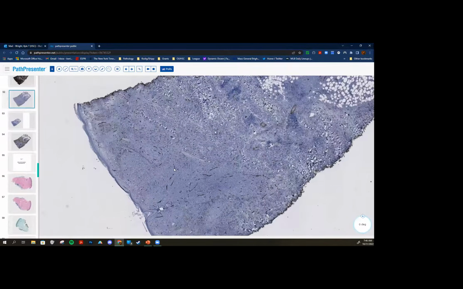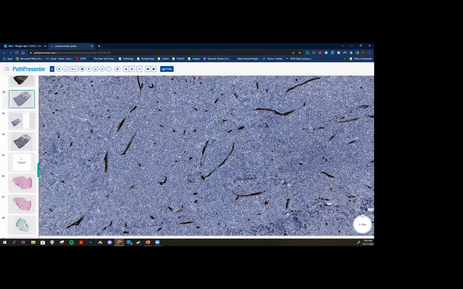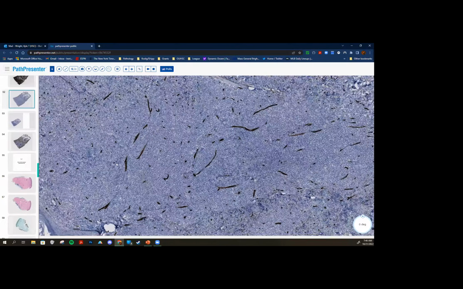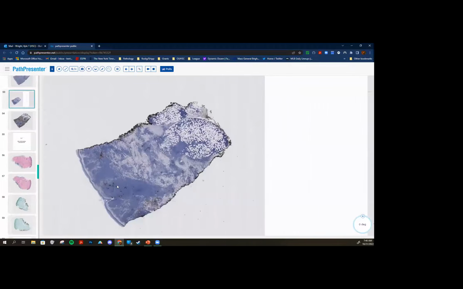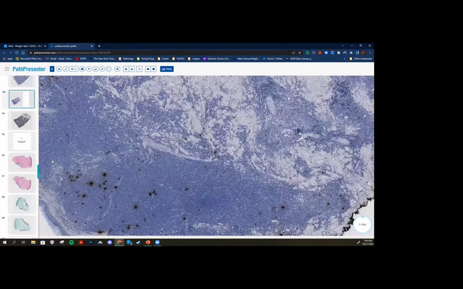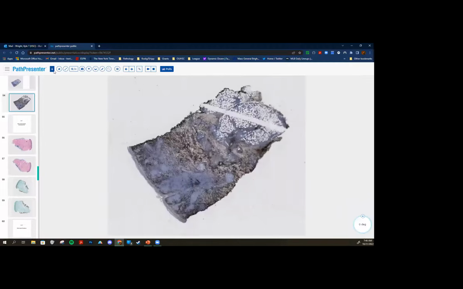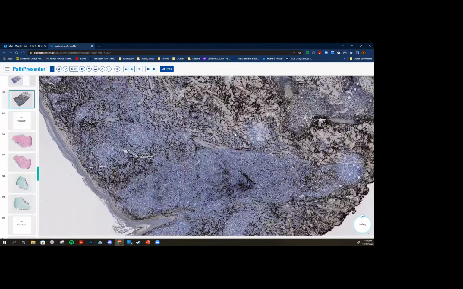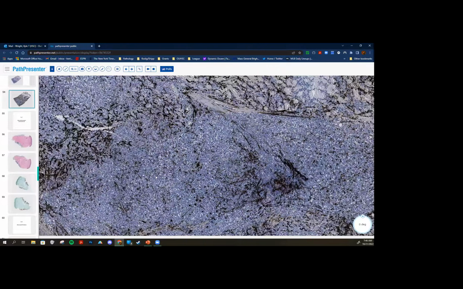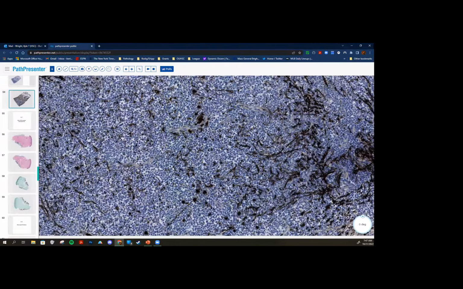Akin to the last case, here's a CD34, nice internal positive control with the vessels, but the cells are pretty much negative. I believe this is an MPO, also negative, got some precipitate here. And what's this stain? Lysozyme. So like the last case, look at the lysozyme, the infiltrate, negative for lysozyme.